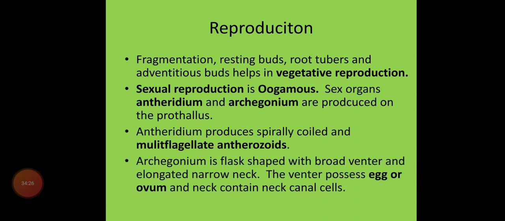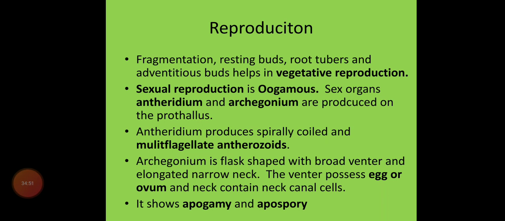Archegonium is flask-shaped. It has a broad venter and an elongated narrow neck, and the venter possesses the egg. The venter is the basal part, the long, broad ventral region, where the egg or ovum is present. Then the neck canal cells. This is the structure of archegonium.